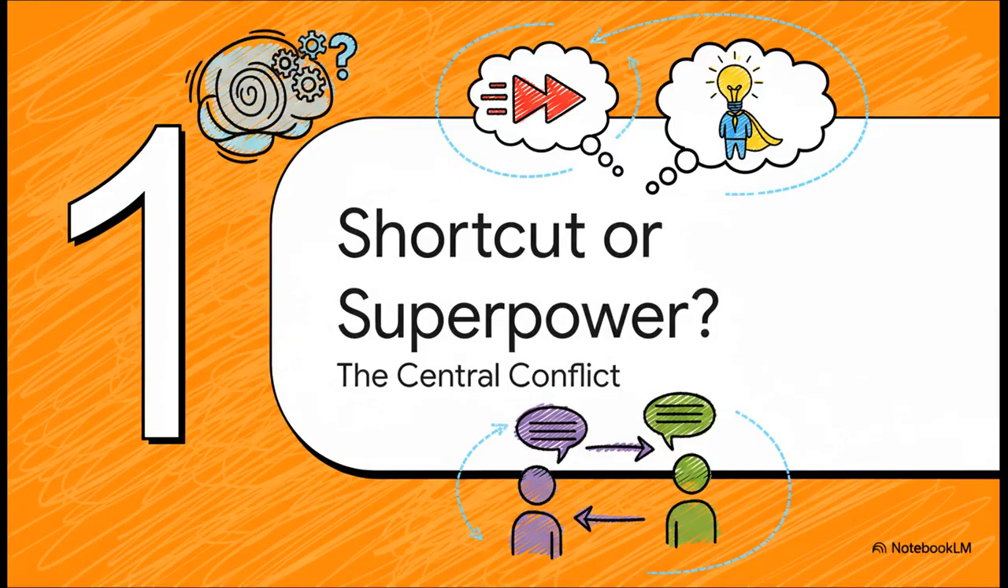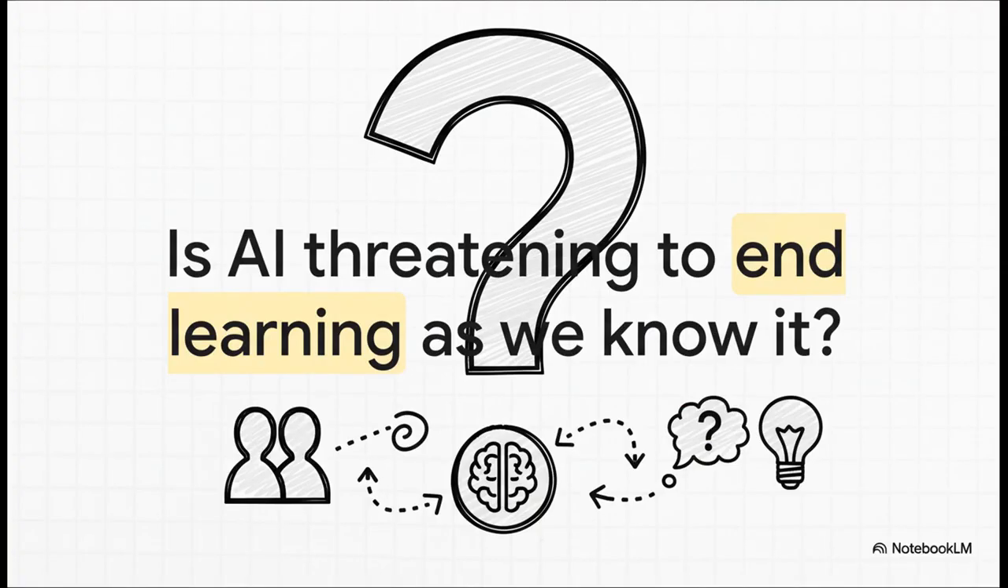So first things first, let's frame the debate that's happening everywhere right now. From staff rooms to social media, it really all boils down to this one central conflict. Is AI a shortcut that kills learning, or is it a superpower that can actually amplify it? And this leads to a pretty dramatic question, doesn't it? Is this technology really threatening to end learning as we know it? And look, it's a totally valid concern, because if we're not careful, it absolutely could. But what if we're just looking at it the wrong way?